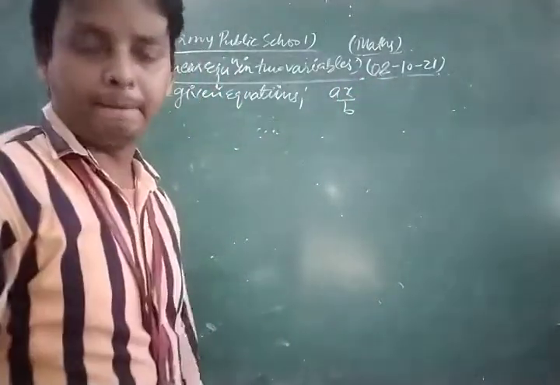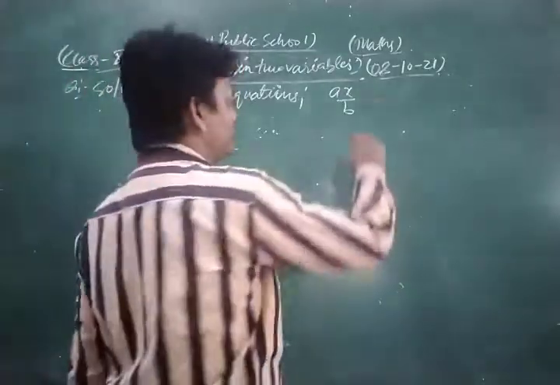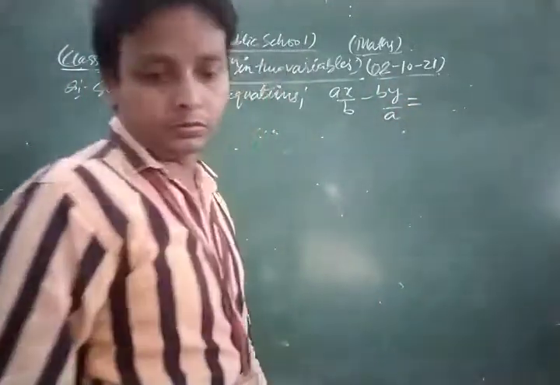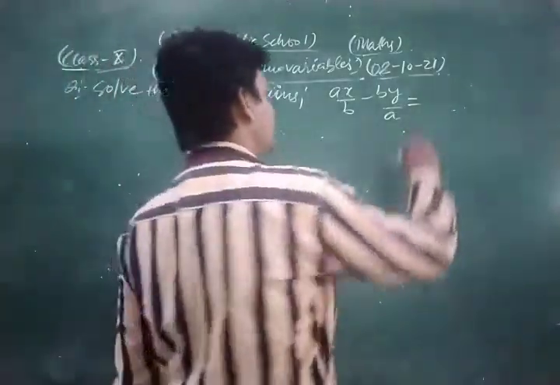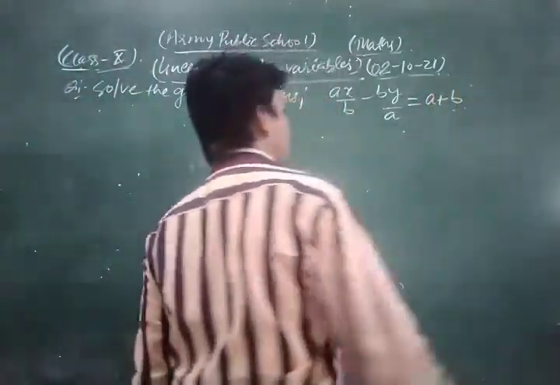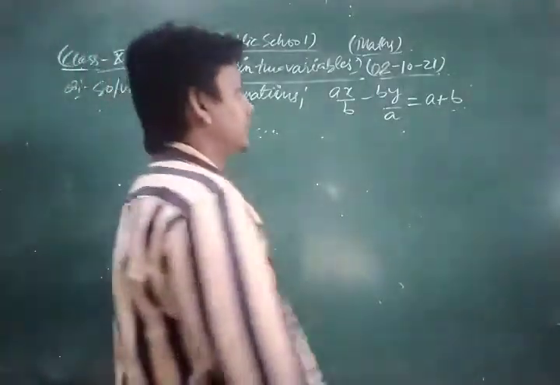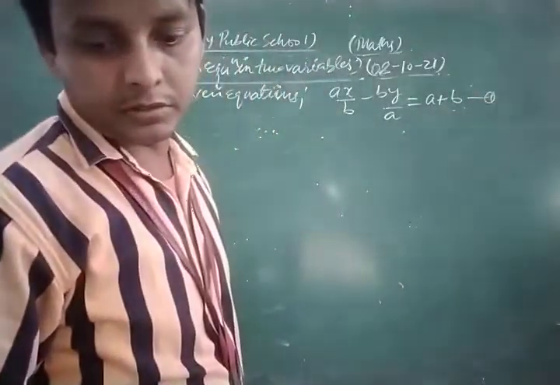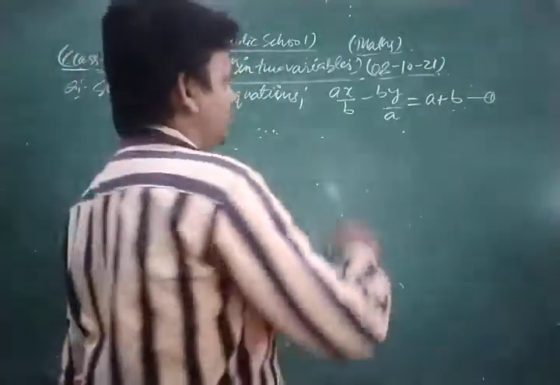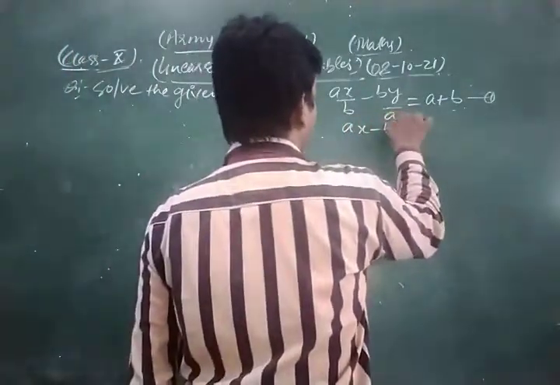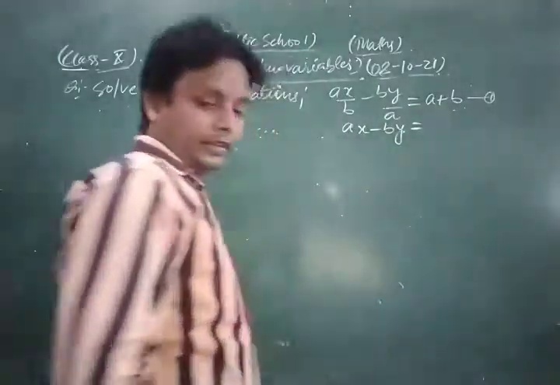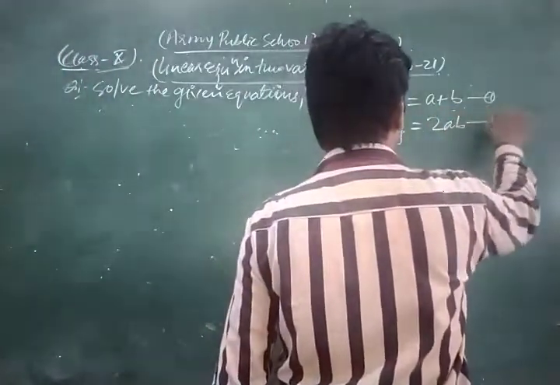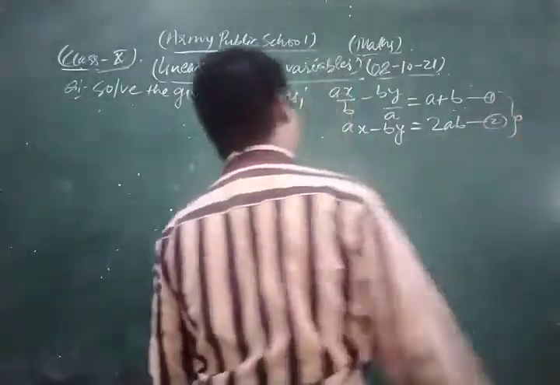ax/b minus by/a is equal to a plus b. This is your first equation. And the second equation is ax minus by is equal to 2ab. This is equation number 2.